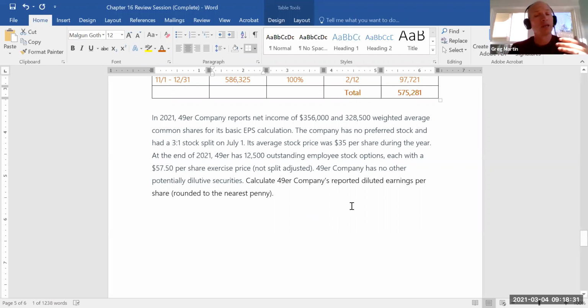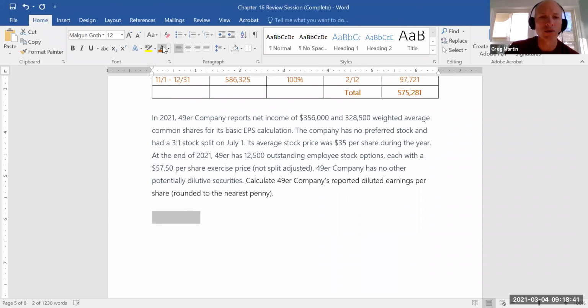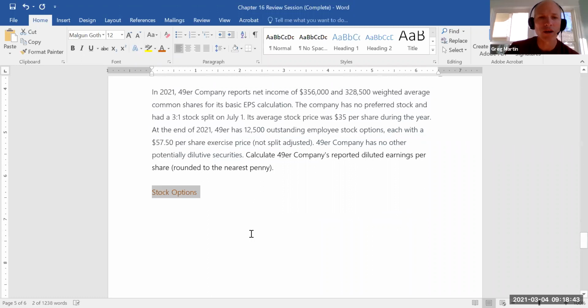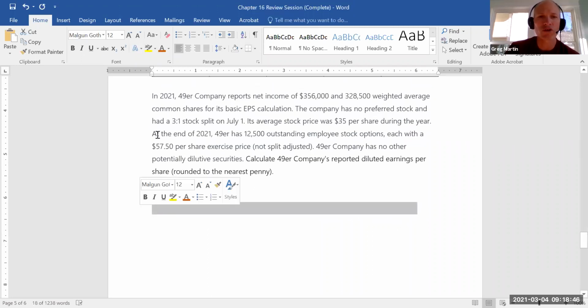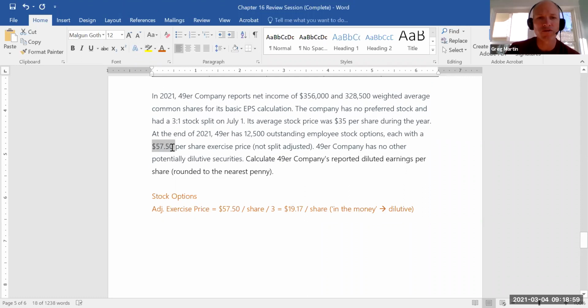All right, so tough problem. This is where you really have to start putting things together. The first step with any one of these problems, if it's not given to you, and of course this is stock options, is to calculate the effect of the stock option and figure out if it's dilutive or anti-dilutive. In this case, the exercise price is $57.50, but that was not split adjusted. So to figure out whether it's dilutive or anti-dilutive, I need to get the adjusted exercise price.